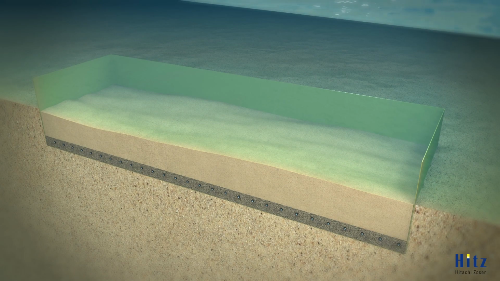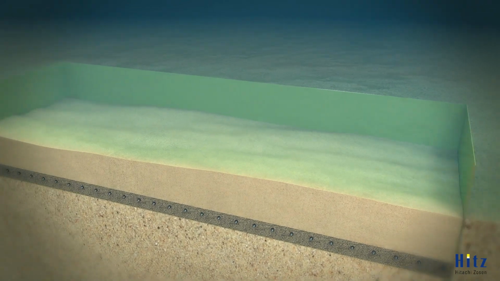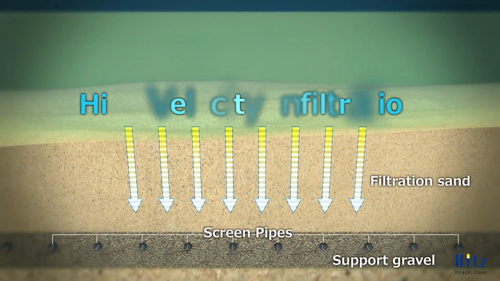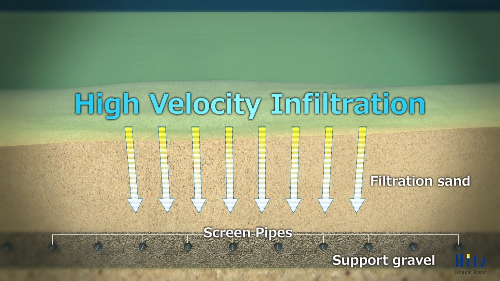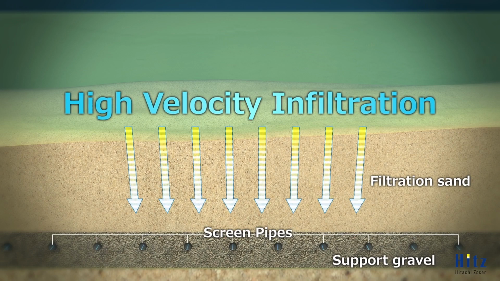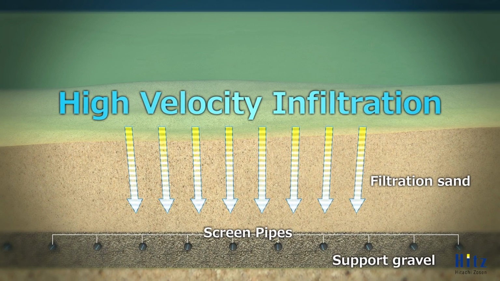This is a section of the HiSIS module. The seawater is highly purified in the module as it passes through a well-graded sand layer at high velocity. The filtration sand layer is washed automatically at regular intervals by timer, or when the pressure loss in the layer reaches the preset value.